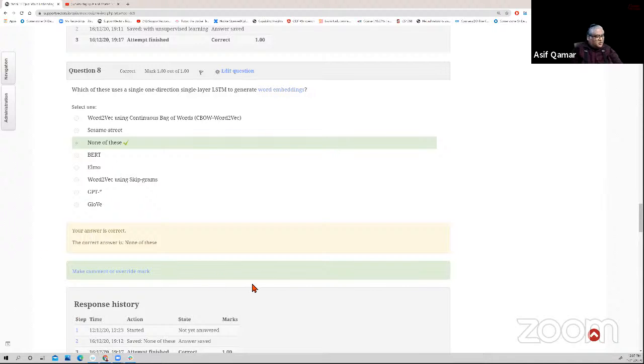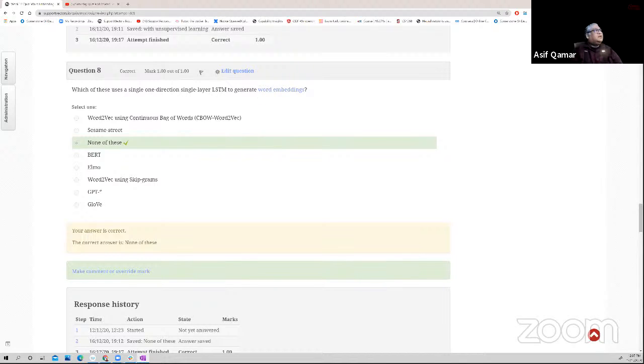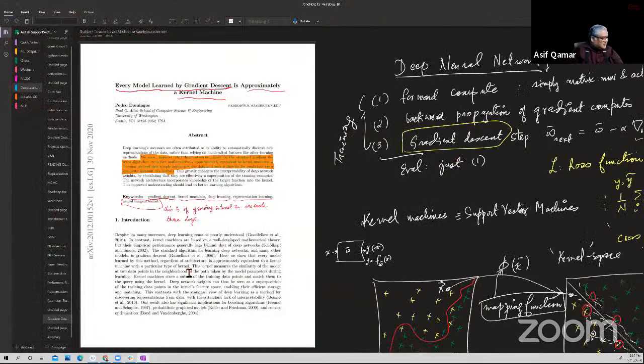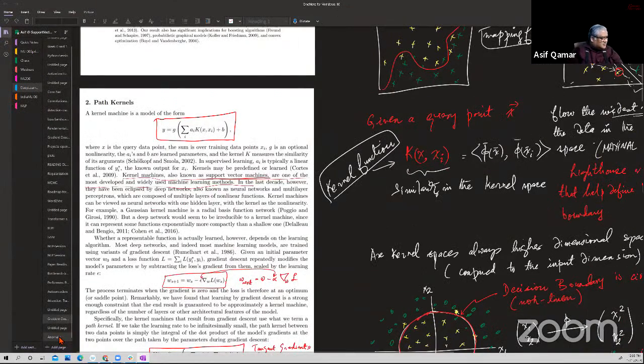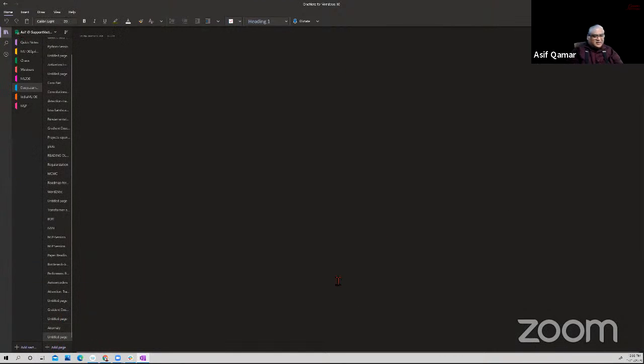Okay, let me draw it out. Also, Asif, when you say the output is labeled, if you can clarify that also. Yes, let me do that. Oh, this is our paper from last week. Let me create anomalies. Let's create one more. All right, are you guys seeing my writing board?